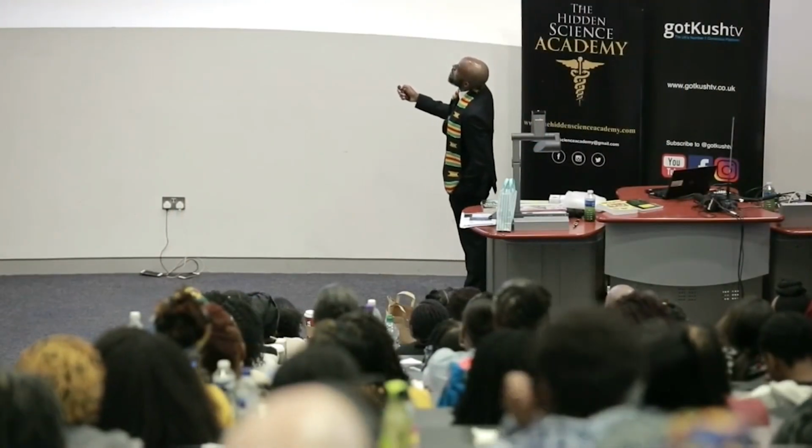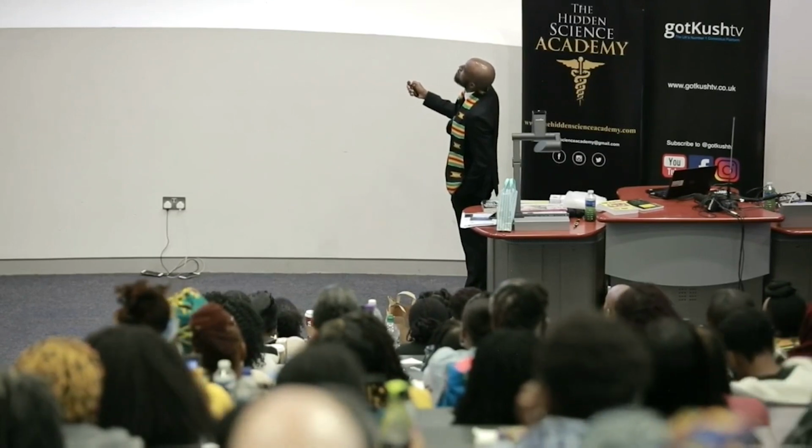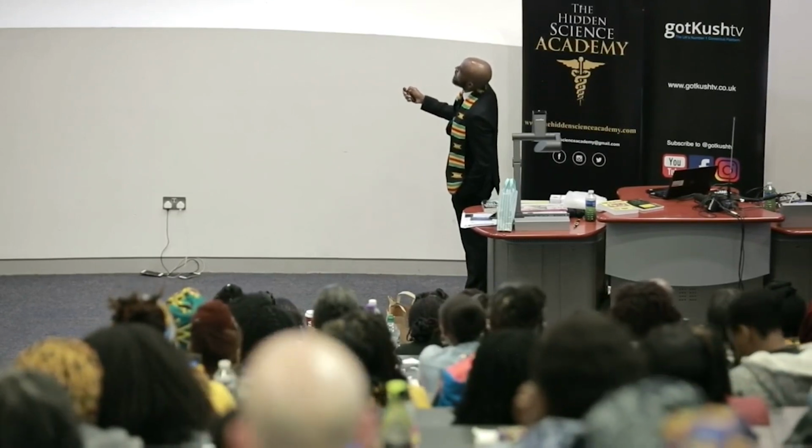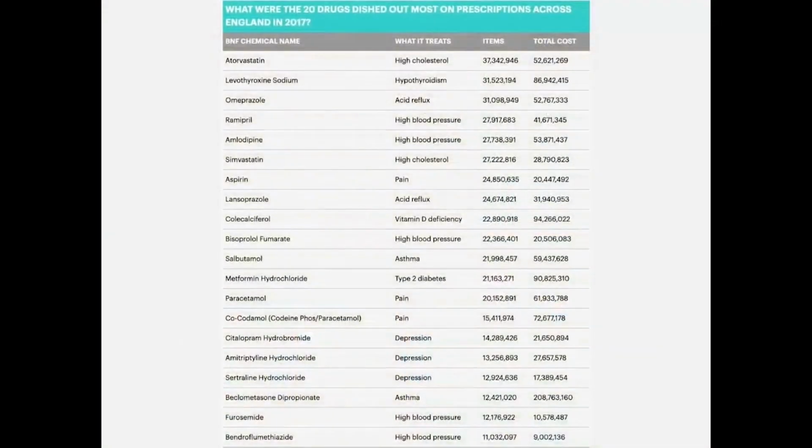Now, a lot of us are on medication. This was the top 20 drugs dished out most on prescriptions across England in 2017. Tells you what the drug name is, you might be familiar with some of them, and what it treats, and then how much they sold. Look what they're ending in. IN, INE, OL, OL. So these are hormones there, or they've synthetically made hormones to mimic what your body does, but it wants to give your cells different instructions. So all of this is giving your cells different instructions, yeah?